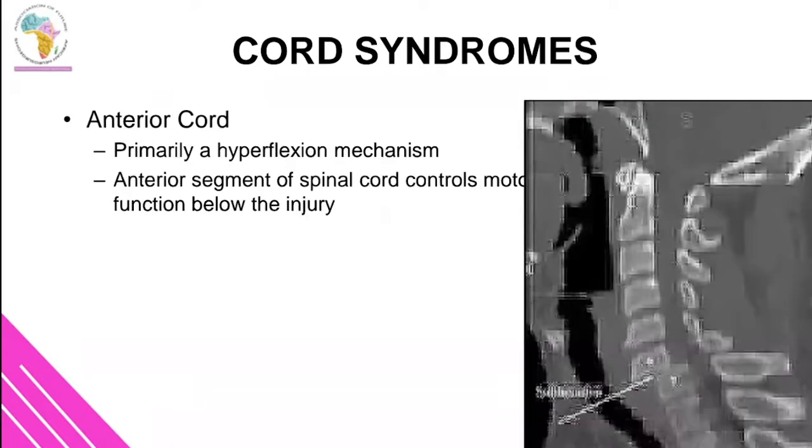So what causes anterior cord syndrome is hyperflexion. It's mostly due to hyperflexion mechanisms of the anterior segment of the spinal cord, and these patients tend to fail to control the motor functions below at least the region.